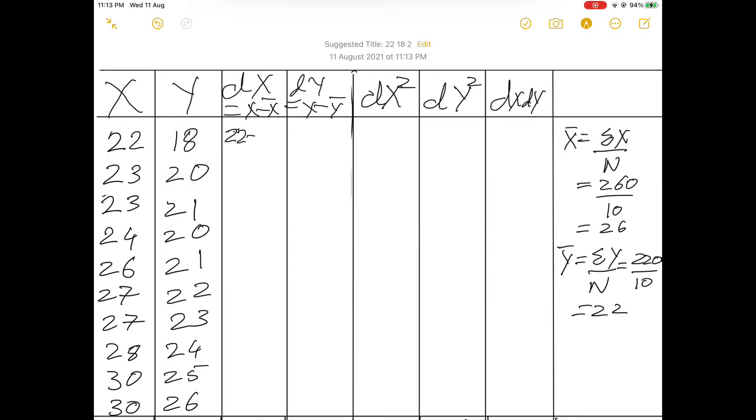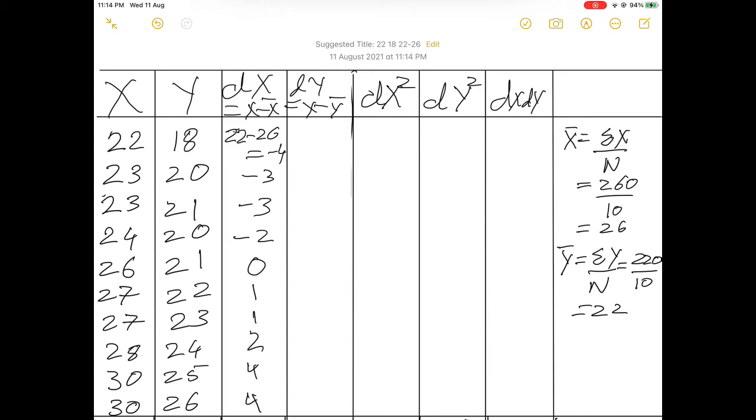Okay, so let's start. We have to subtract from all the values of x the mean value of x bar. Now I'm going to show it only for the first one, the rest I'm just going to write as it is. Okay, so the first one is 22 minus 26 equal to minus 4. The second one is minus 3, minus 3, minus 2, minus 0, 1, 1, and so on. So 2, 4.